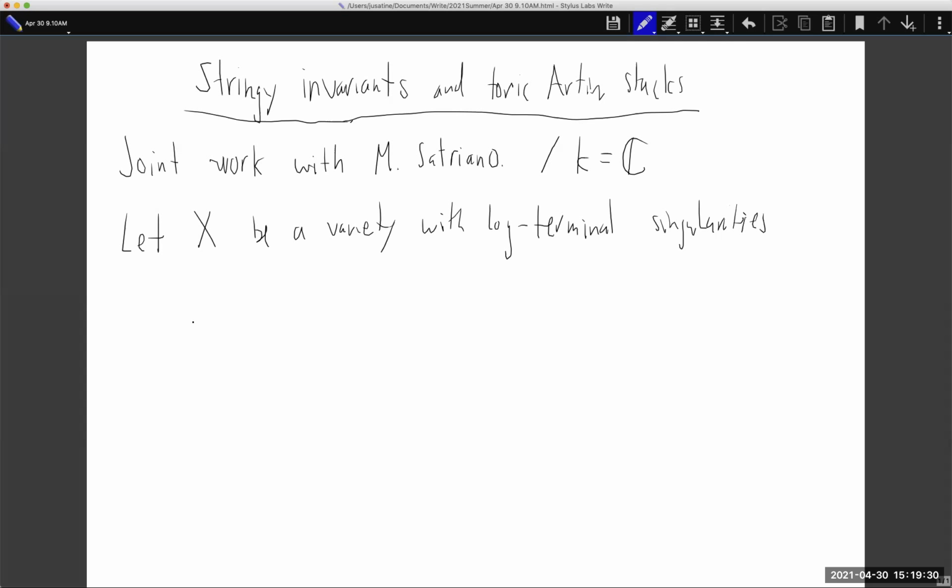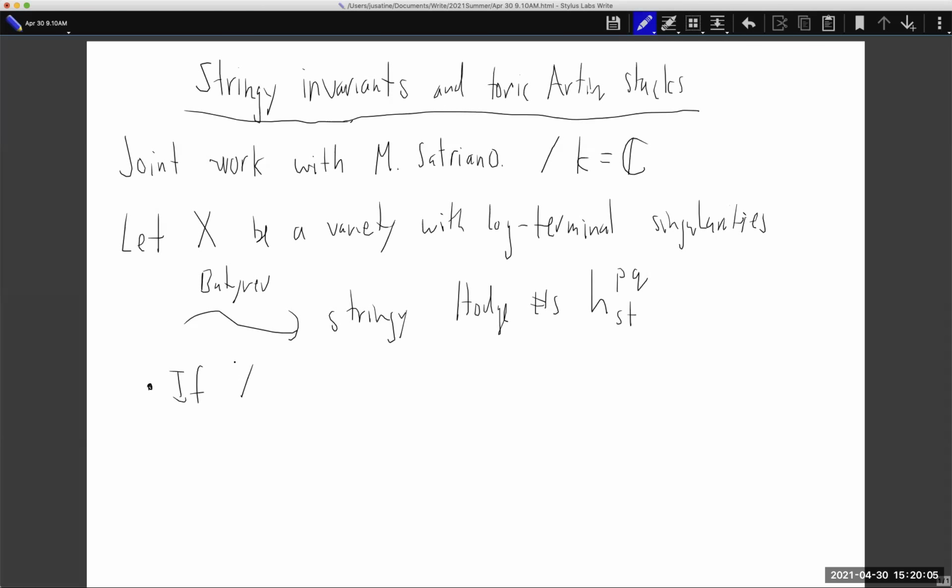And the idea is if you have some variety with log terminal singularities, then Batyrev gave a recipe that spits out something that he called the Stringy Hodge numbers of X. In this talk, I'm going to denote them by h^{p,q} with the subscript ST for stringy. I'm not going to define these, but how should one think about them? Well, for one thing, I should think about them as a particular way of generalizing the usual Hodge numbers of a smooth projective variety.